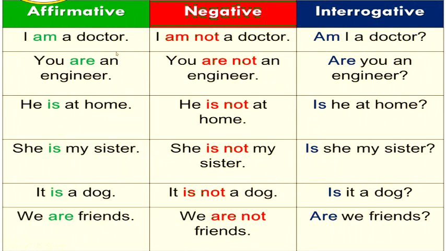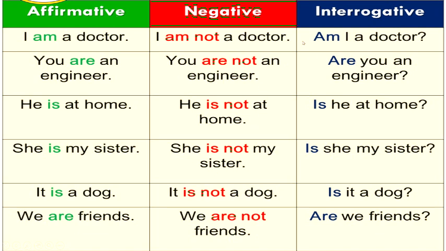Affirmative, I am a doctor. Negative, I am not a doctor. Interrogative, am I a doctor? So when you're using am, it is the main verb here. We will use not with this verb. There is no do, no does, because with your verbs is, am, are, we simply use them as our verbs.